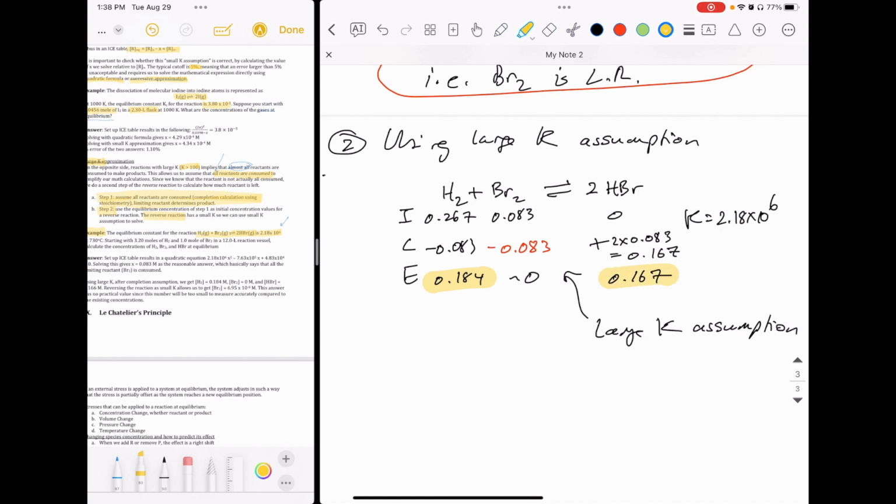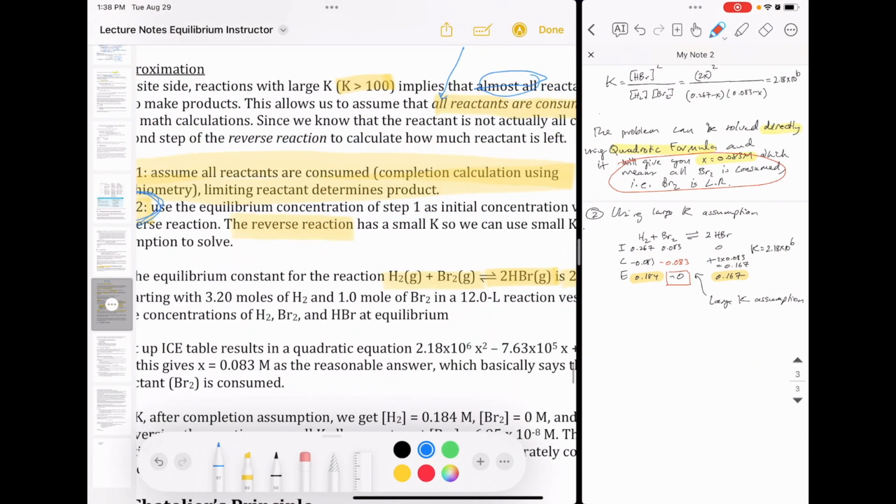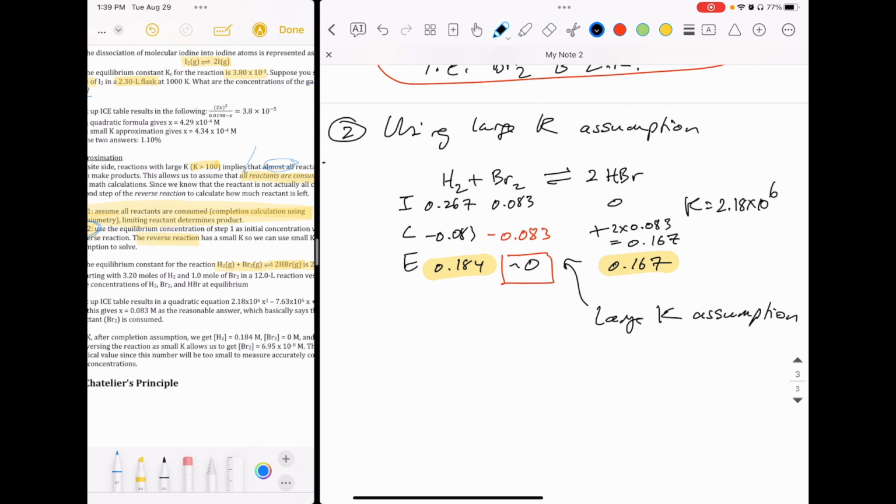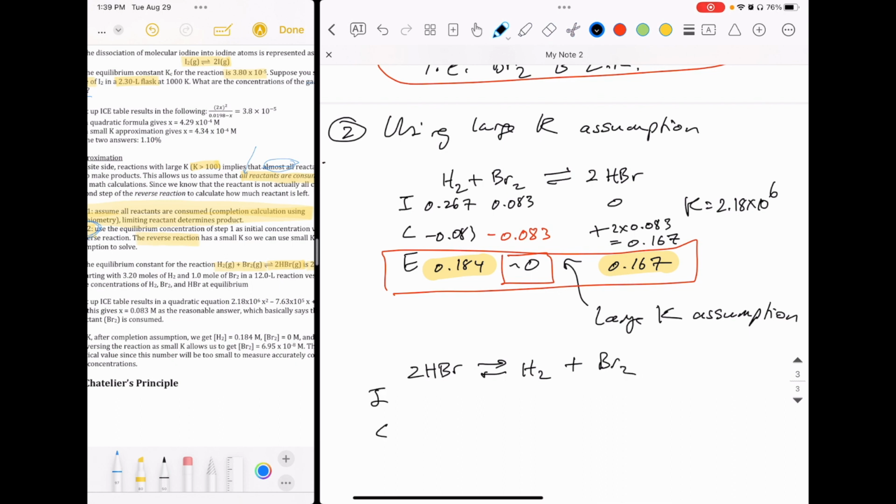Now, the one that is not quite right is this one right here. This number is not really 0. And that's where that second step in the large K approximation is introduced. Okay, we're going to reverse our reaction. Why do we reverse it? Because in a reversible reaction, the limiting reactant is not completely consumed. There's some small amount that's left. We can calculate what this small quantity is by reversing the reaction. We write 2HBr goes to H2 and Br2, again using the ICE table. So all the numbers that you have here as equilibrium numbers would be your initial values of the new ICE table: 0.167, 0.184, and 0.